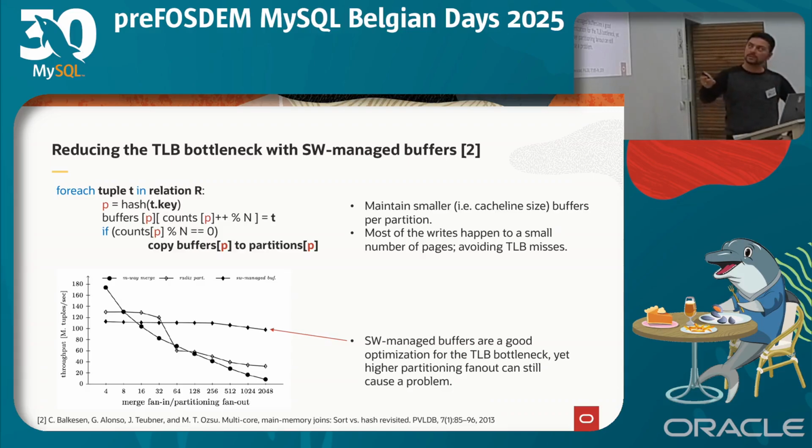So what you do is essentially you maintain a smaller cache line size buffer per partition, and you buffer the writes there, right? This technique is called software managed buffers. You write a number of records in a cache line, and once the cache line is full, you say, okay, I'm flushing this cache line to memory. So this way you reduce the pressure on the TLB. And with that, you can end up going up to 2K partitions without incurring significant overhead on the processor.